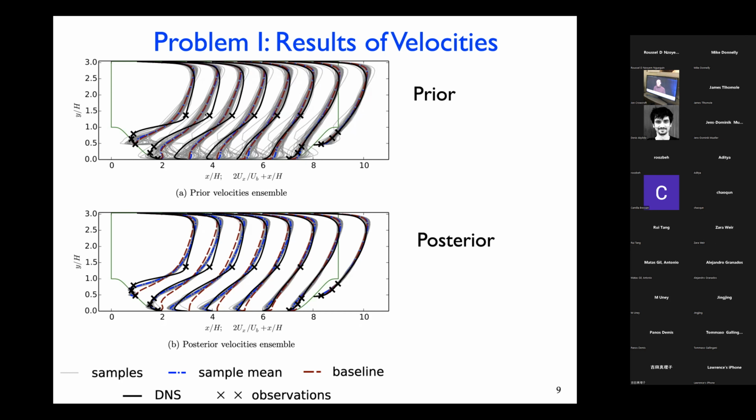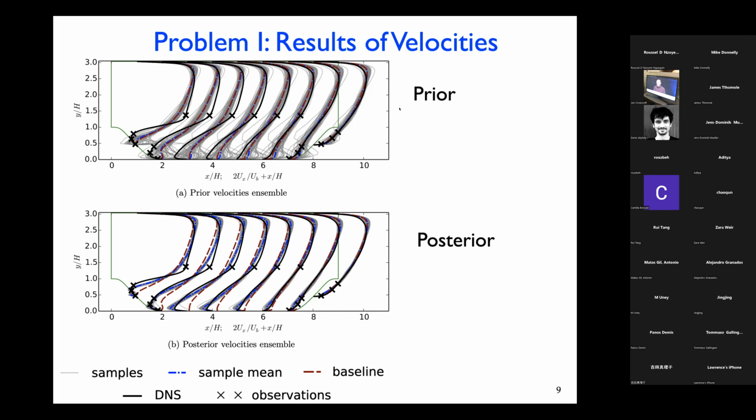All the black crosses indicate the locations where we have observations of velocity. As we can see, after we sample from the prior distribution of delta tau and use those samples to solve the corresponding velocity, the gray lines tend to scatter around the baseline RANS result.